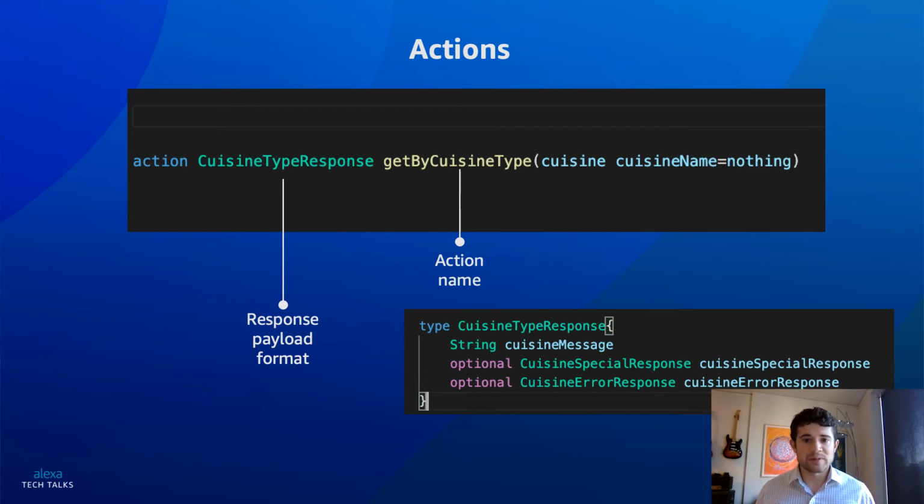And they also specify the types from the event that are being passed into the action. So your request inputs. These inputs can also include default arguments. So in the example above, the cuisine name is indicated with the equals and nothing parameter, which is a default argument that makes that field optional.